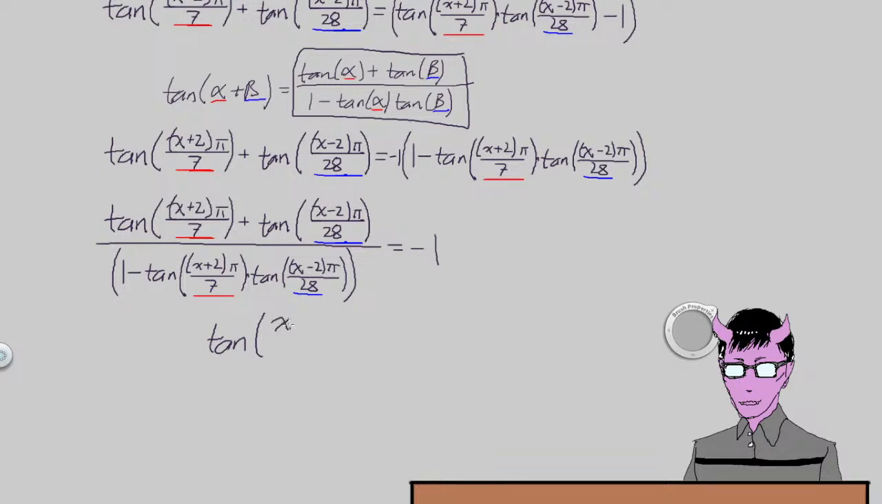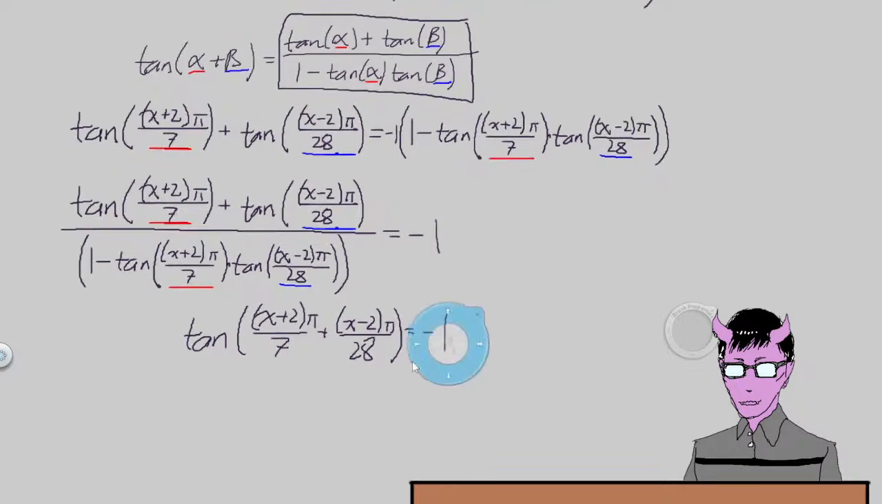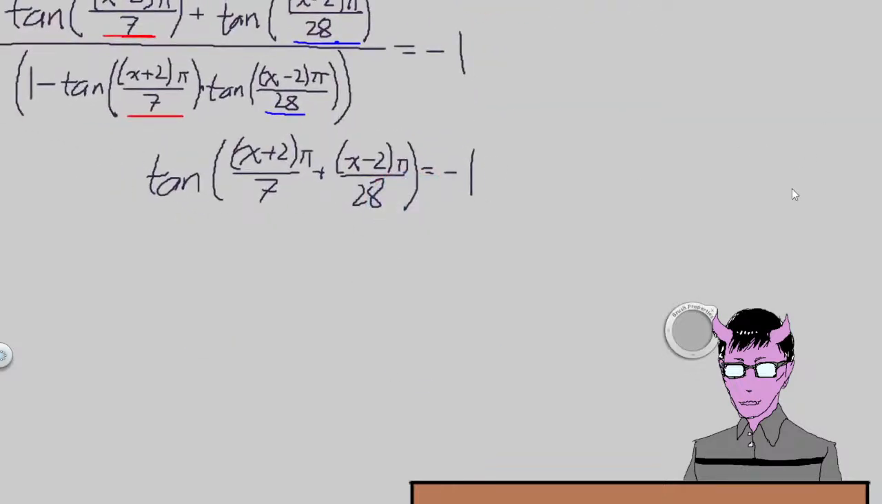So here we go. There's going to be x plus 2 pi over 7 and then plus x minus 2, not plus 2, over 28. Copy pasting, the right hand side was just -1. Alright, so here we go finally. It's going to be thing number 1 plus thing number 2. The denominators are currently mismatched, so therefore we're just going to multiply top and bottom of that one times 4. So times 4 and then times 4.